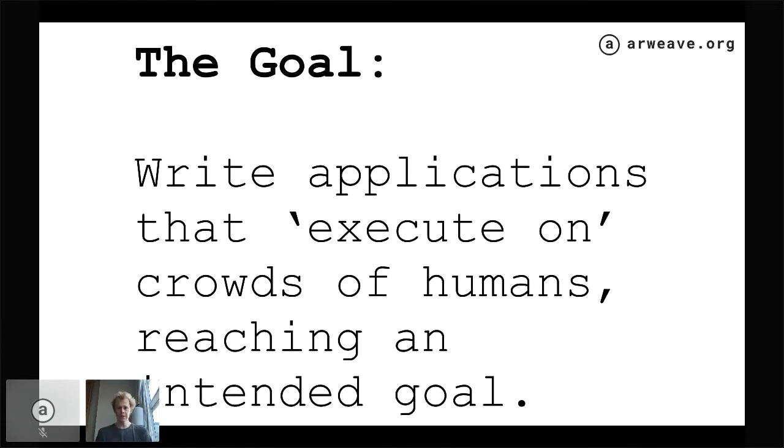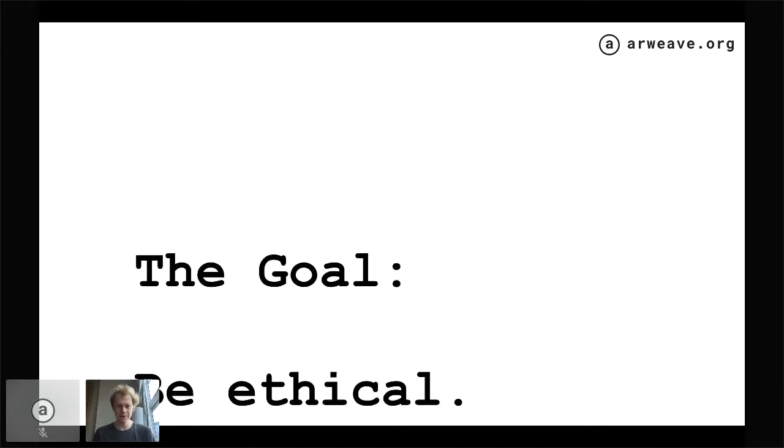So the goal is to write applications that essentially execute on crowds of humans reaching an intended goal. You can think of this as if you're writing a program for a new type of machine, and the machine is a crowd of humans. But more than that, the goal is to be ethical.